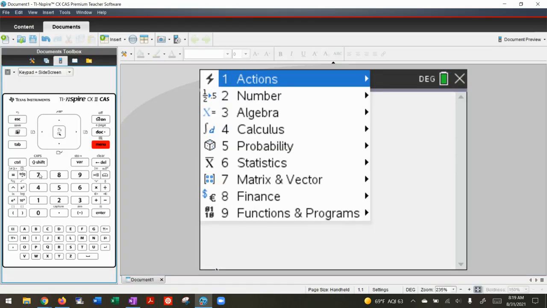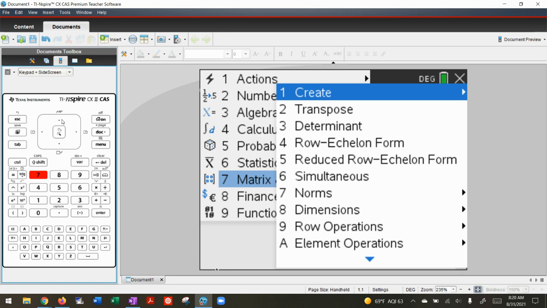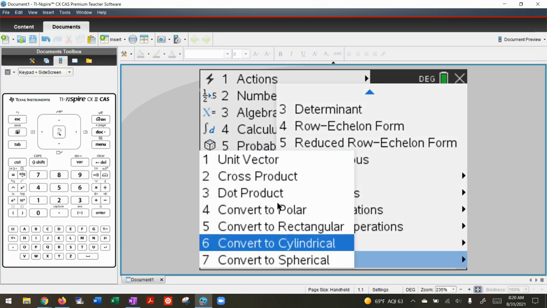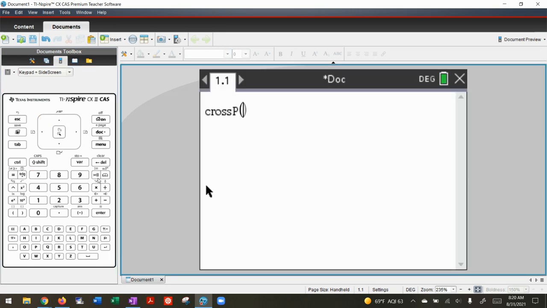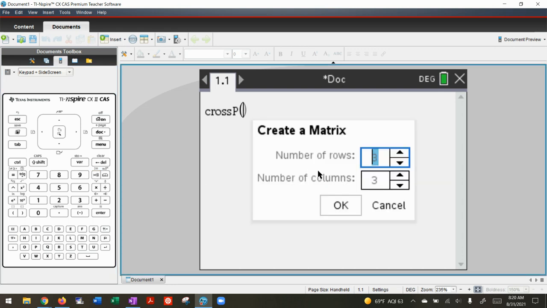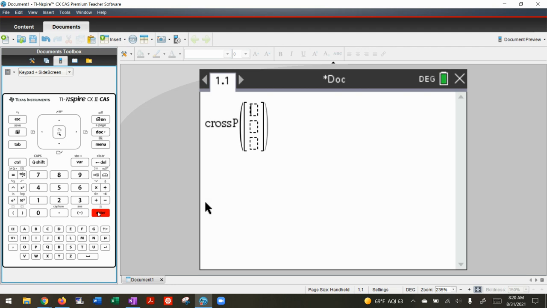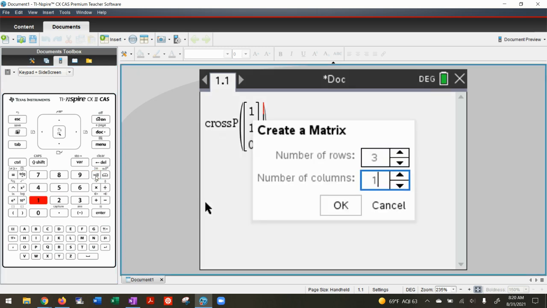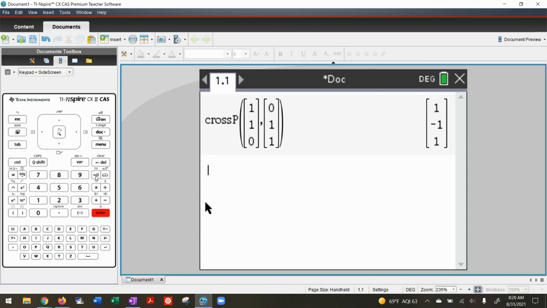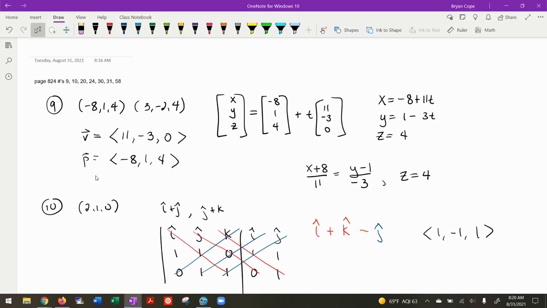And let's go and confirm that on the calculators to be sure. So menu, matrix vector, letter C for vector, cross product. We're going to create a 3 by 1, and it is the vector (1, 1, 0), and (0, 1, 1). We get the vector (1, -1, 1). Great. Okay, so that's the direction vector for my line.